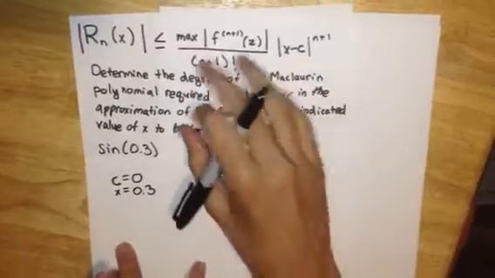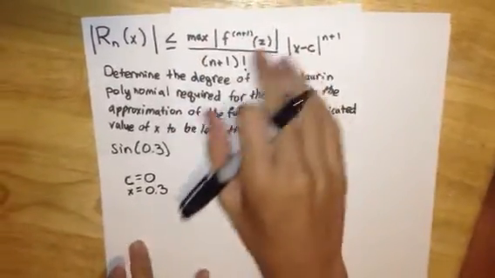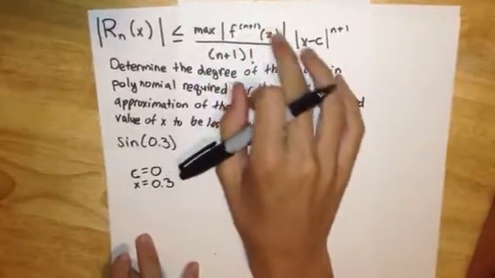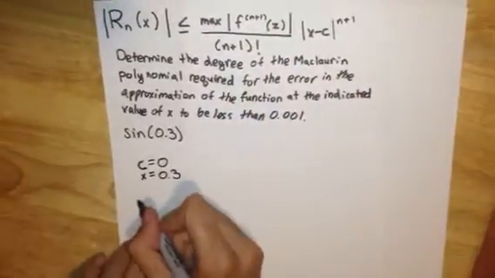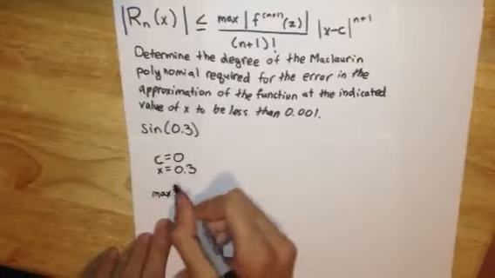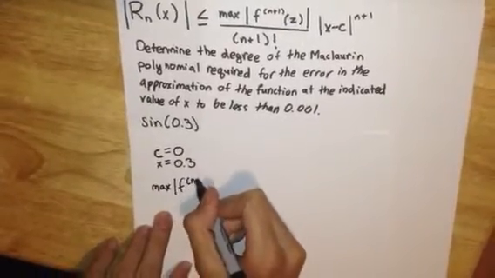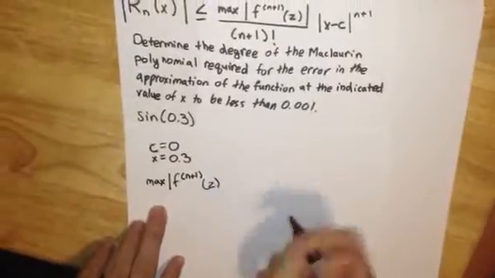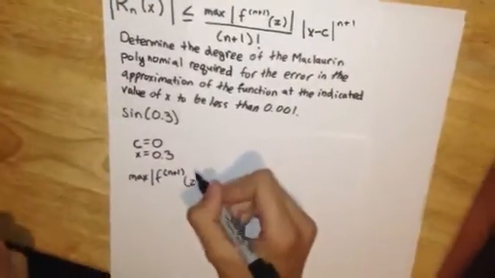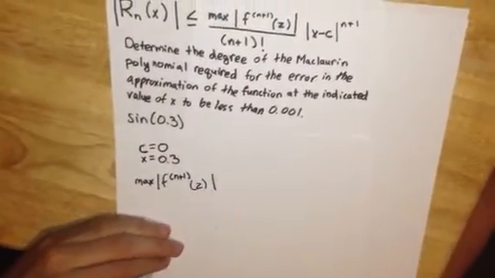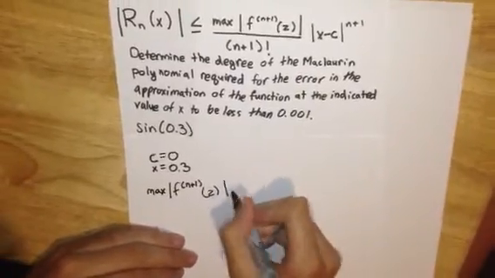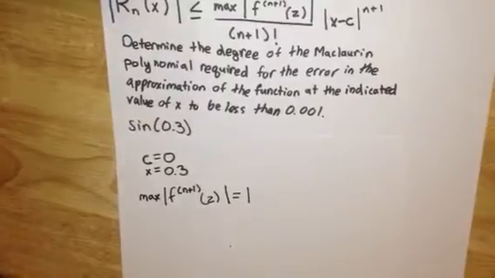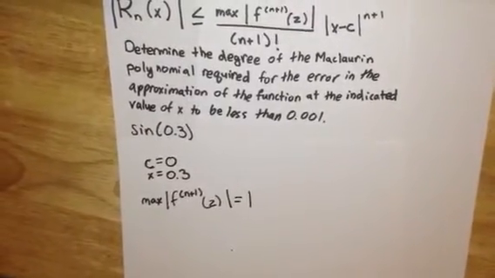And now if we look at the equation, we know that the max of f^(n+1)(z), if we differentiate sine multiple times, it will either be cosine or negative sine, no matter what, and the maximum value has to be equal to 1. We know that because for sine and cosine, the highest value they can be is 1.